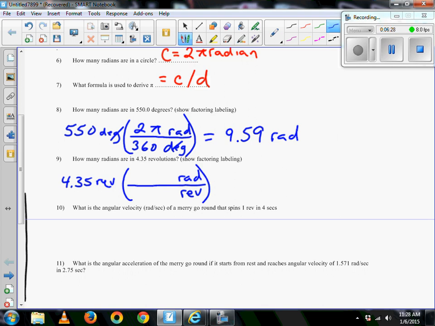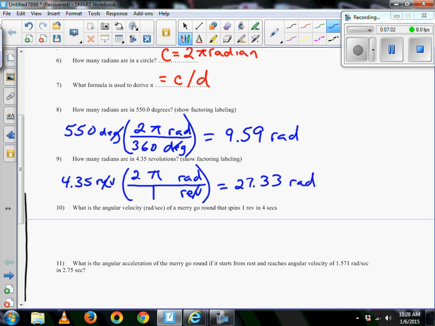And so how many revolutions are in a circle? Stetson? 1. Very good. 1 revolution in that circle. And then how many radians are in a circle, Kayla? 2 pi. So now I'm going to take that 4.35, multiply it by 2, and multiply it by pi, and that ends up giving you somewhere around, let's see, 8.7 times pi, 27.33. The revolutions canceled out, and I'm left with radians.